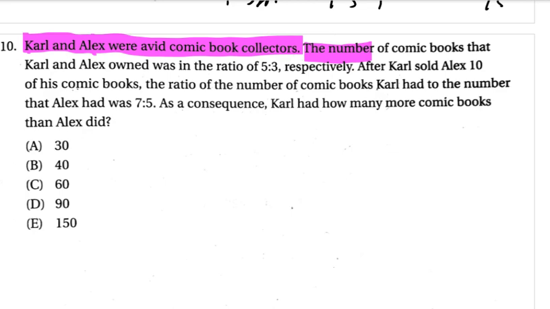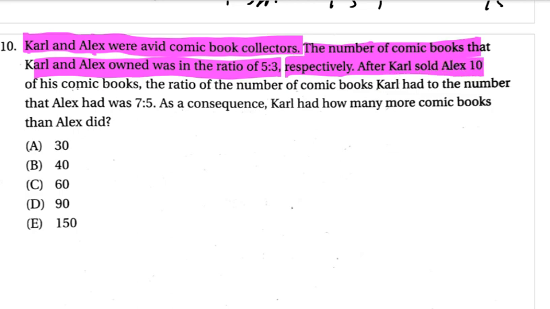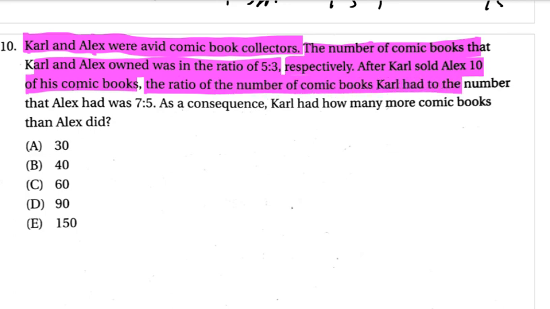The number of comic books that Carl and Alex owned was in the ratio of 5:3 respectively. After Carl sold Alex 10 of his comic books, the ratio of the number of comic books Carl had to the number that Alex had was this many. Now let us start this question.